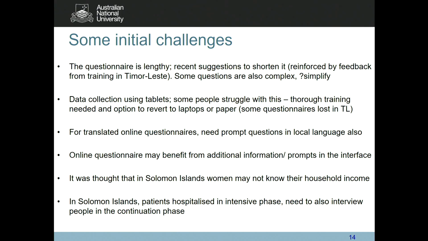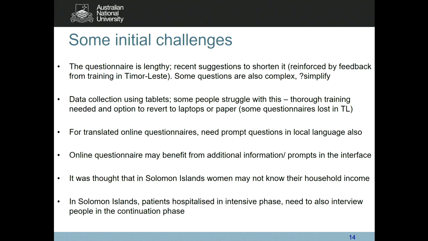So some initial challenges just observed through the trainings, I guess, and through developing the adapted versions of the questionnaires. I think Ines has already mentioned that the questionnaire is lengthy, and there have been some recent suggestions to shorten the questionnaire, and this was certainly reinforced by the staff in Timor-Leste, who found it particularly long. That didn't come out in the Solomon Islands training. Some questions are also complex, and there was some suggestion, particularly at the Timor-Leste training, to try and simplify how those questions are worded. We are using tablets to collect the data.